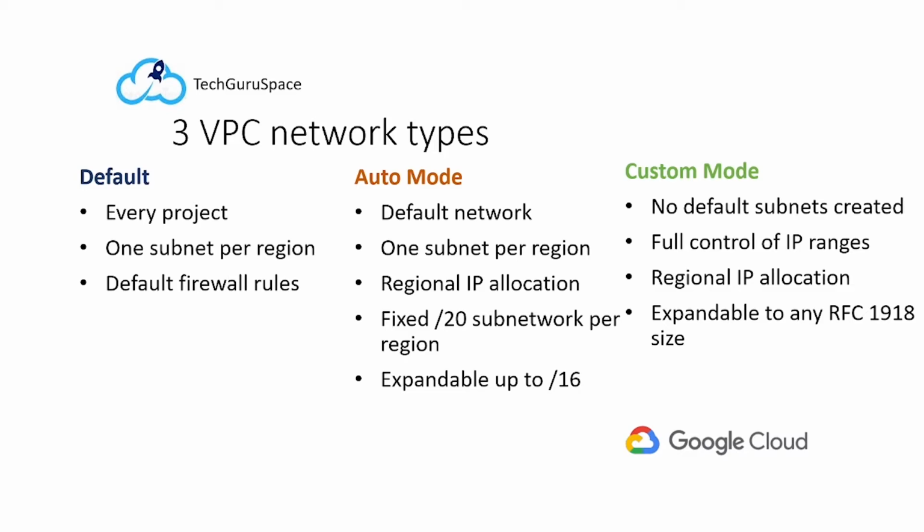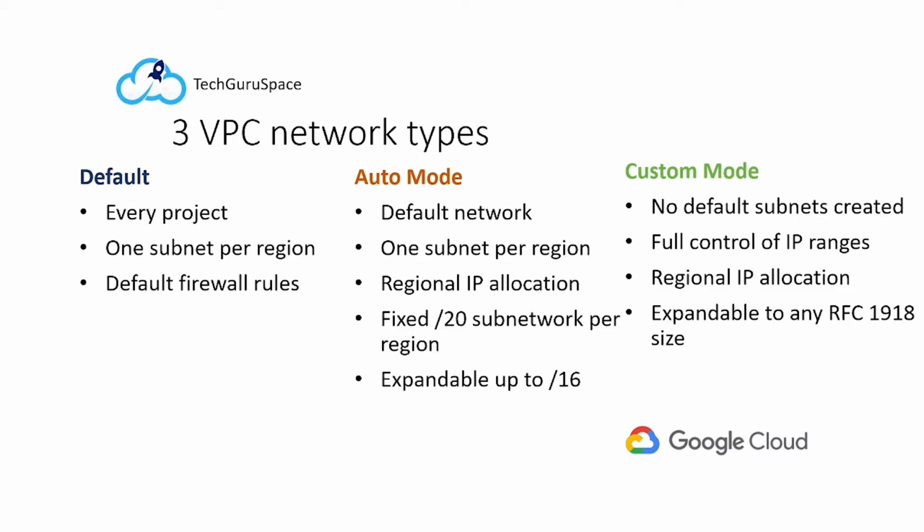A custom mode network does not automatically create subnets. This type of network provides you with complete control over its subnets and IP ranges. You can decide which subnets to create in regions you choose and using the IP ranges you specify within the RFC 1918 address space. These IP ranges cannot overlap between subnets of the same network.